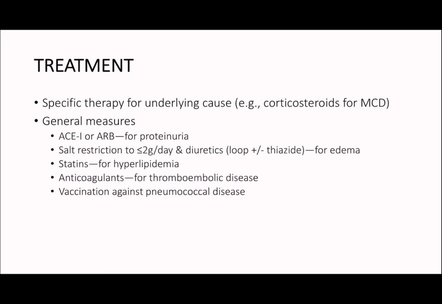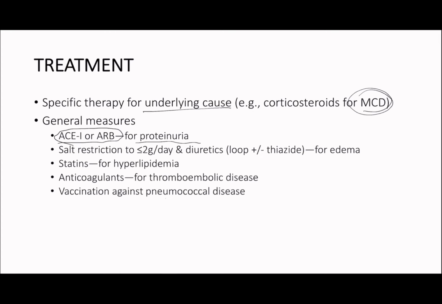Treatment of nephrotic syndrome includes specific therapy directed against the underlying cause of the nephrotic syndrome, for example, steroids for minimal change disease, and general measures regardless of the cause. For the proteinuria, we'll give a drug with an antiproteinuric effect, such as an ACE inhibitor or an ARB. We'll restrict dietary intake of salt and give a loop diuretic for the edema. We'll give statins for the hyperlipidemia, anticoagulants for the thrombotic risk, and vaccination for the pneumococcal disease.